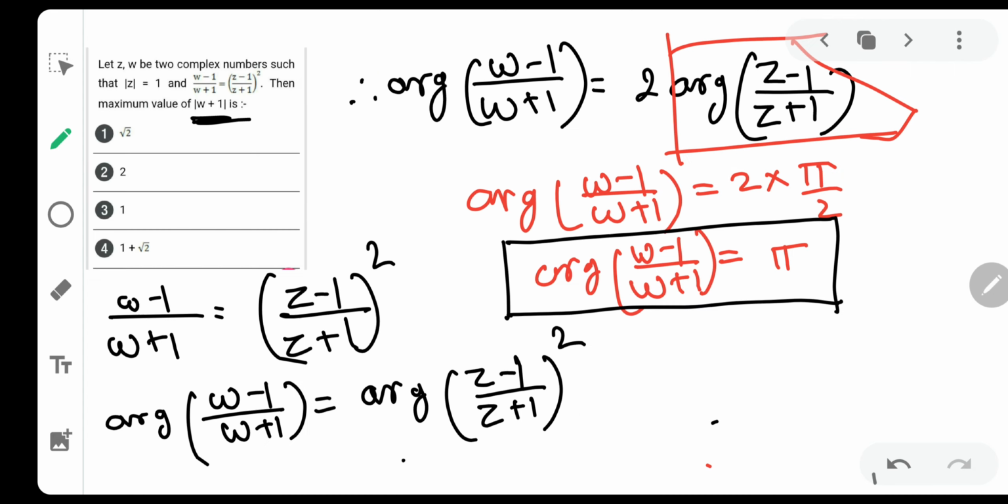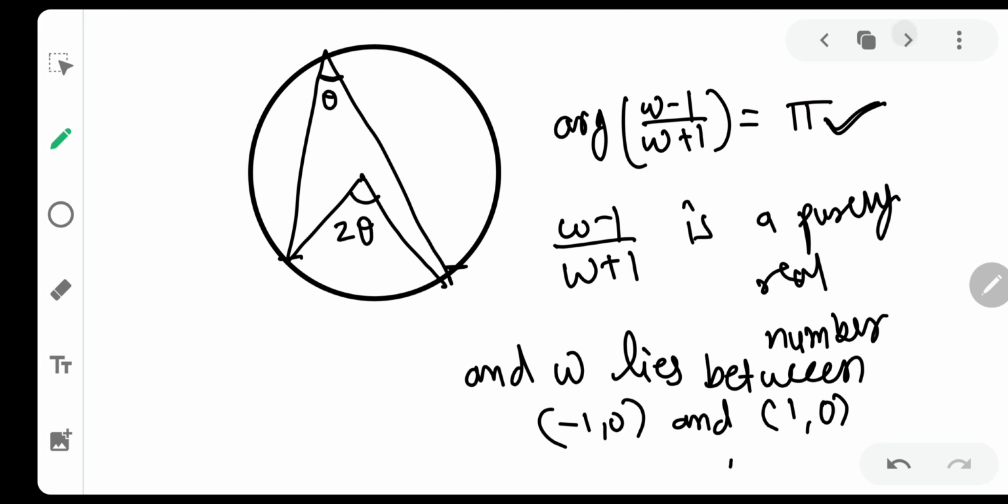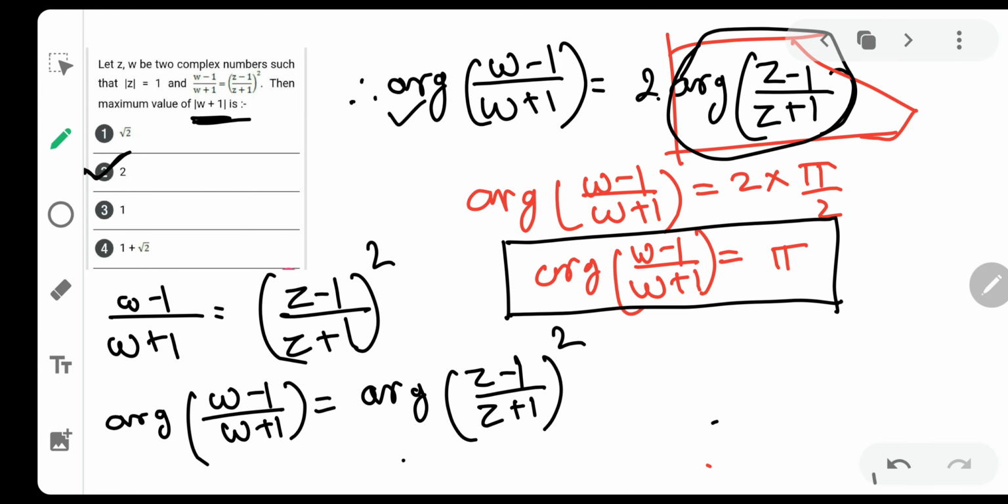So what is the takeaway from this? We have utilized a very simple property: 2 times the angle of (z − 1)/(z + 1) by the rotation theorem should be the argument of (omega − 1)/(omega + 1). That tells us that omega should lie within this line segment joining (−1, 0) and (1, 0). So omega could literally be anywhere over here. So I chose omega to be (1, 0), so that |omega + 1| becomes maximum. Hence the modulus of omega + 1 is 2. So the correct answer to this question is option 2.